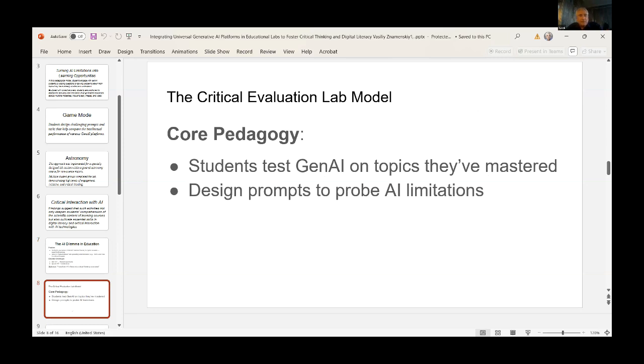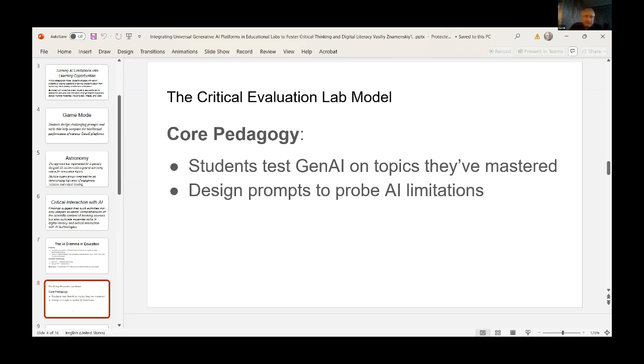So what is our core pedagogy? What is the critical evaluation lab model? The students play a game, a test of generative artificial intelligence systems, on topics they already know. They already know the correct answer. And this is one step.